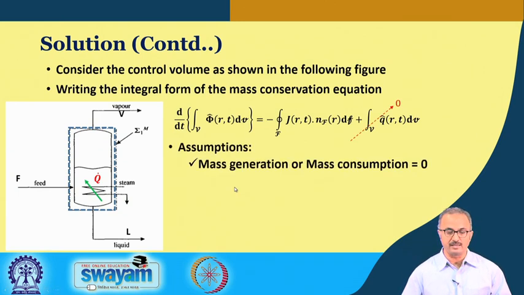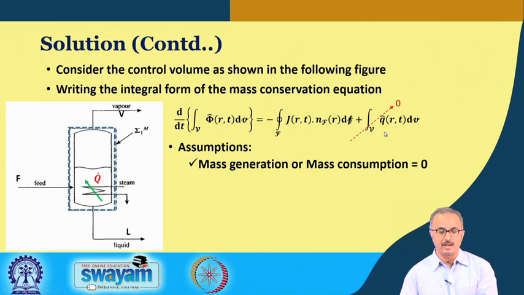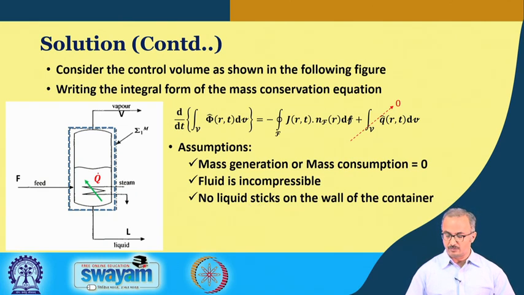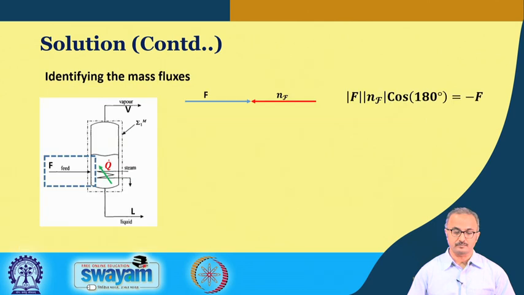Here we find that there is no mass generation, so we take this as 0, and then this fluid is incompressible, so the density will be taken to be constant later, and we assume that there is no liquid sticking to the wall of the evaporator.